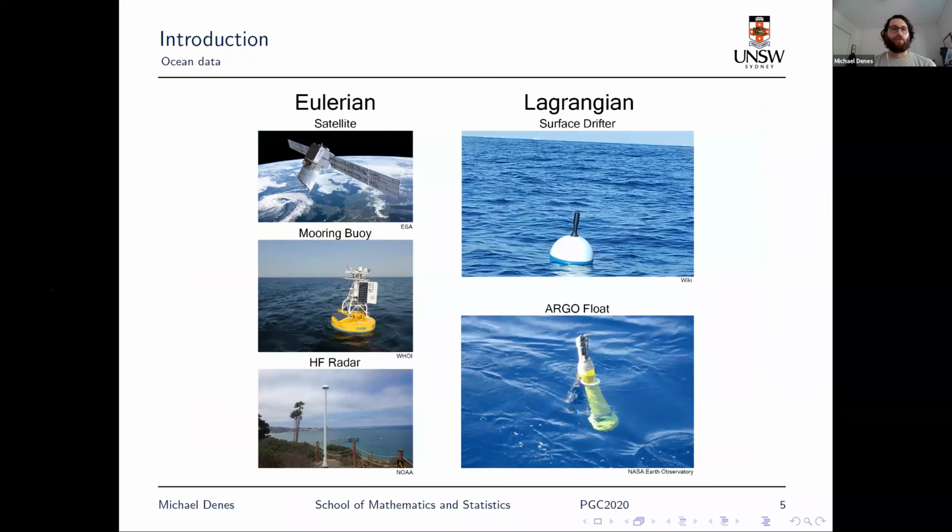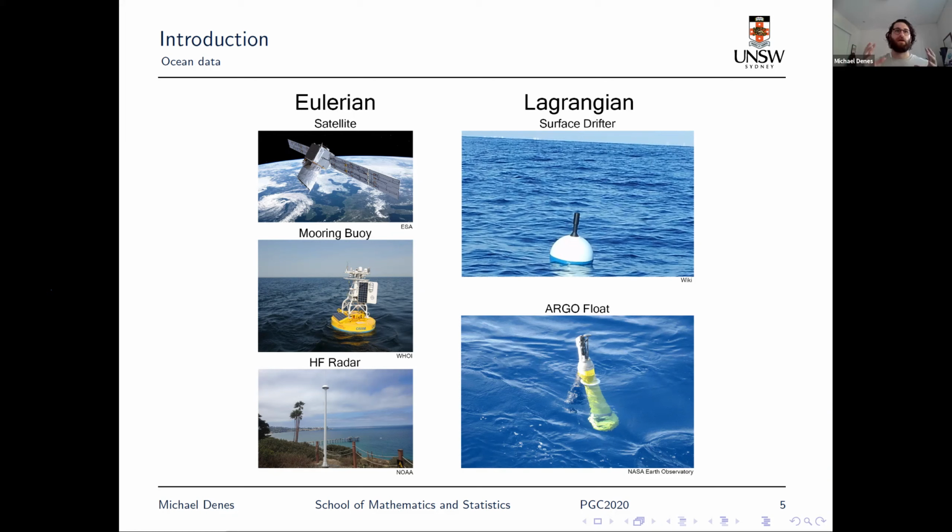So that leads us to data. There's two main types of data: Eulerian data and Lagrangian data. Eulerian data describes data in a fixed frame. Examples, on the left, are satellite altimetry data, moored buoys, and high frequency radar. And Lagrangian data describes measurements obtained in a frame of reference moving with the flow. Examples are surface drifters and Argo floats.